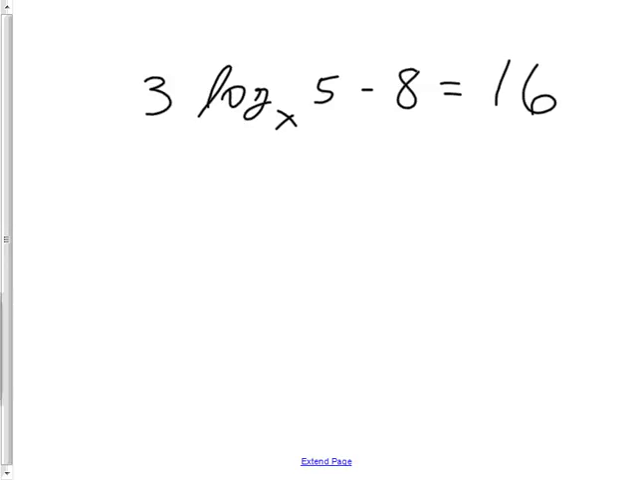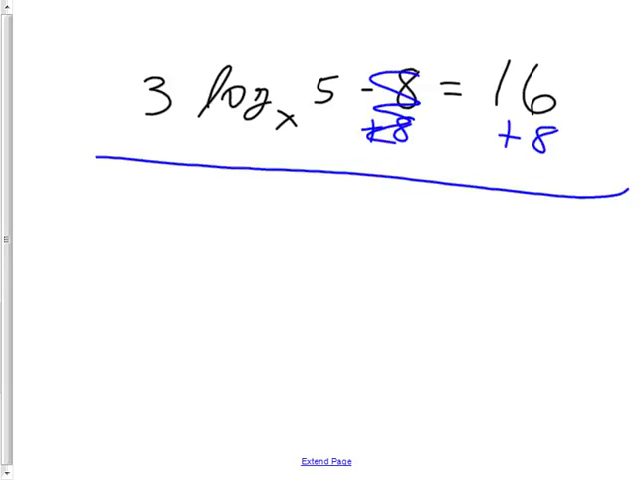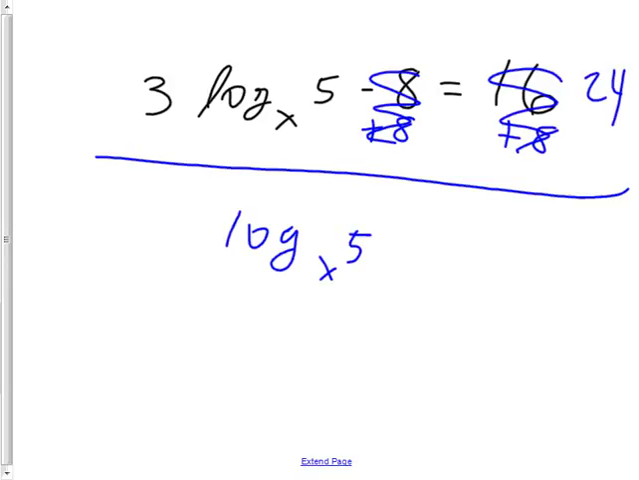All right, so to get the clump alone, first thing we're going to do is add 8 to both sides. And then I get 16 plus 8, which is 24. And then I'm going to divide by 3. And then I get log base x of 5 equals 24 divided by 3 was 8. There we go. I'm stuck. What do I do?